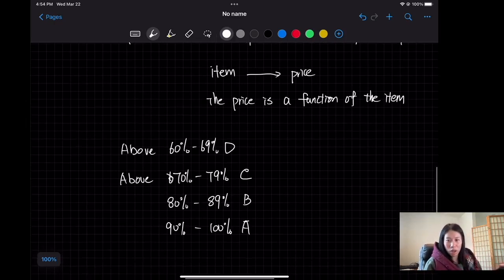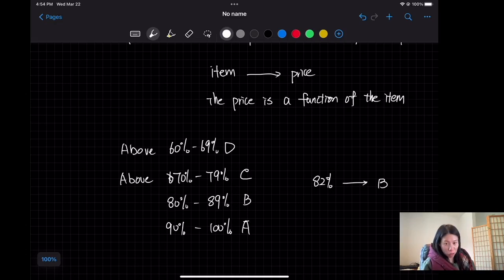So how does this work? A function is, I give you a number. For example, right now you are 62%. That means your output is going to be a D. So this is a function.